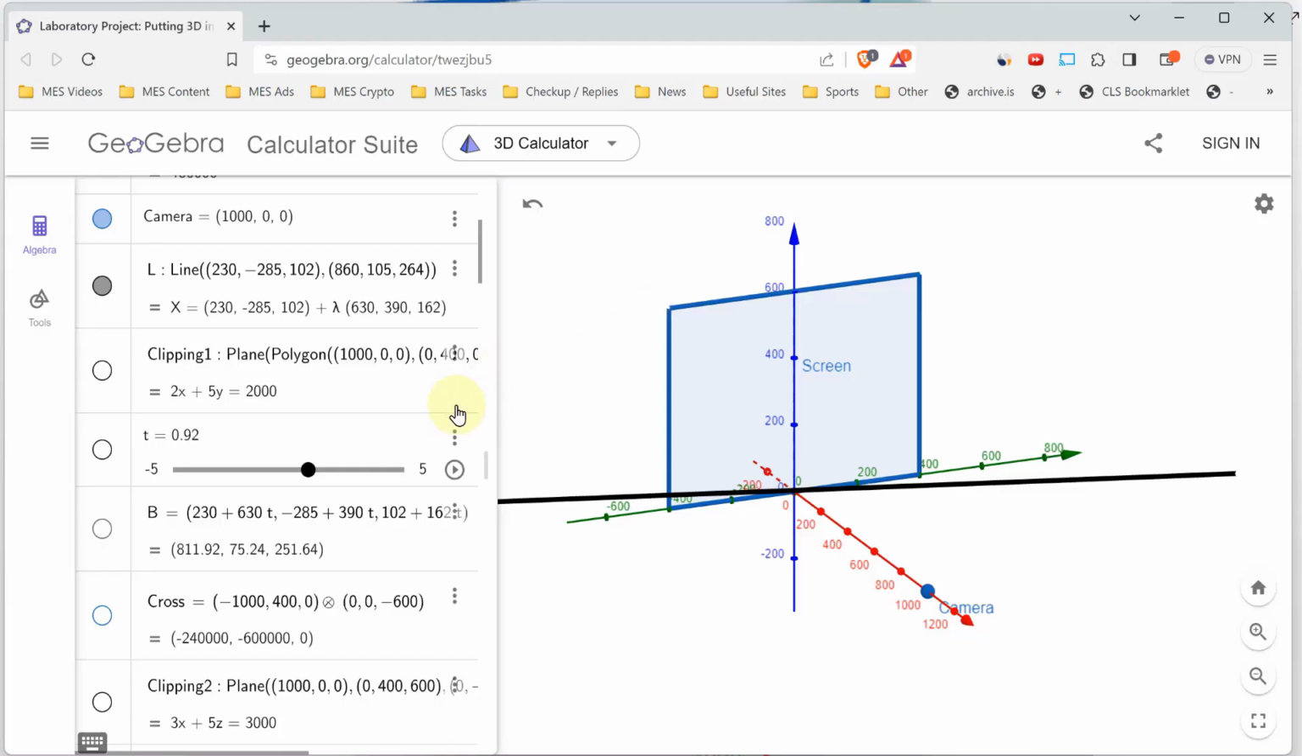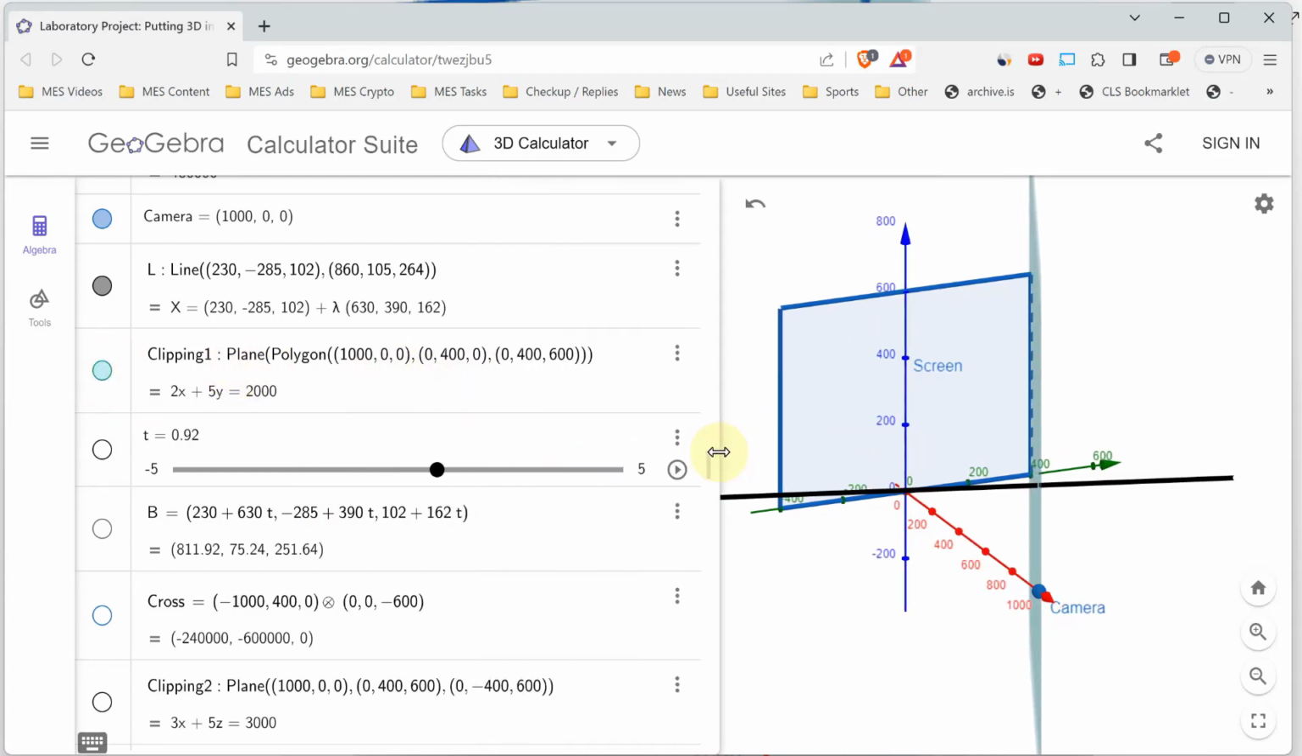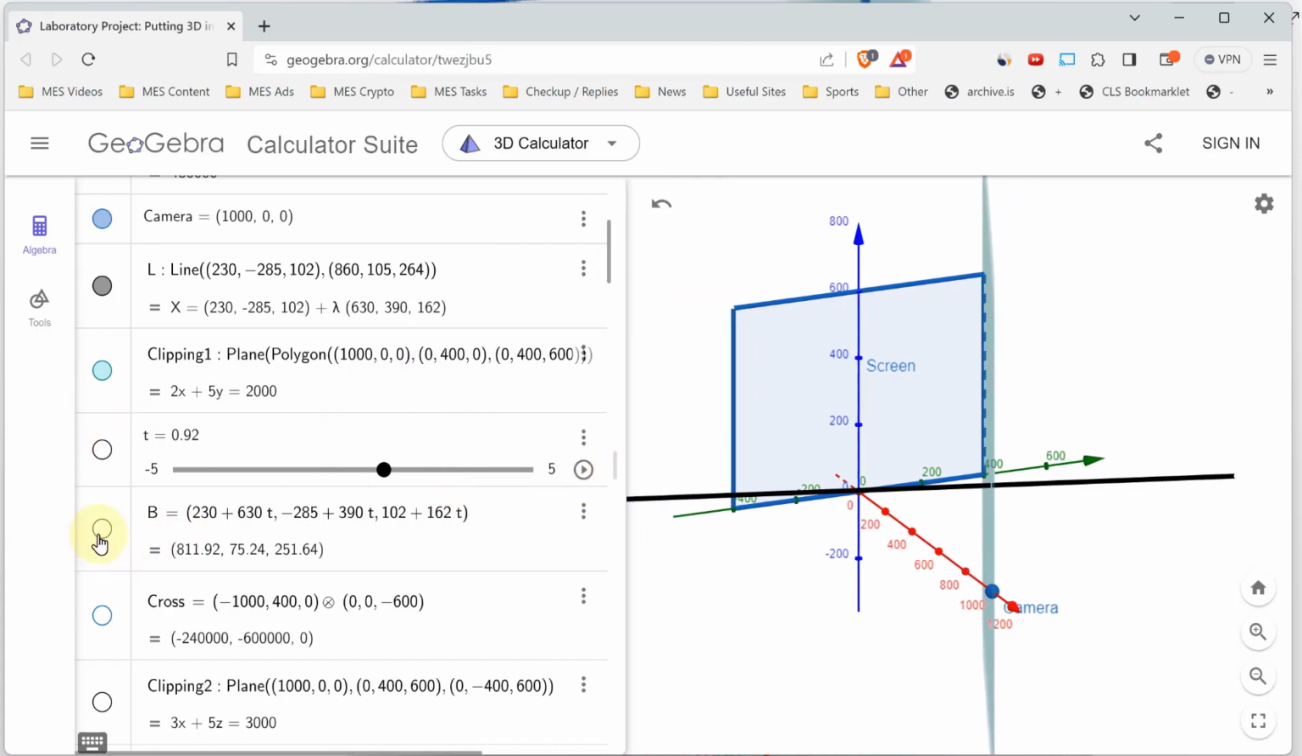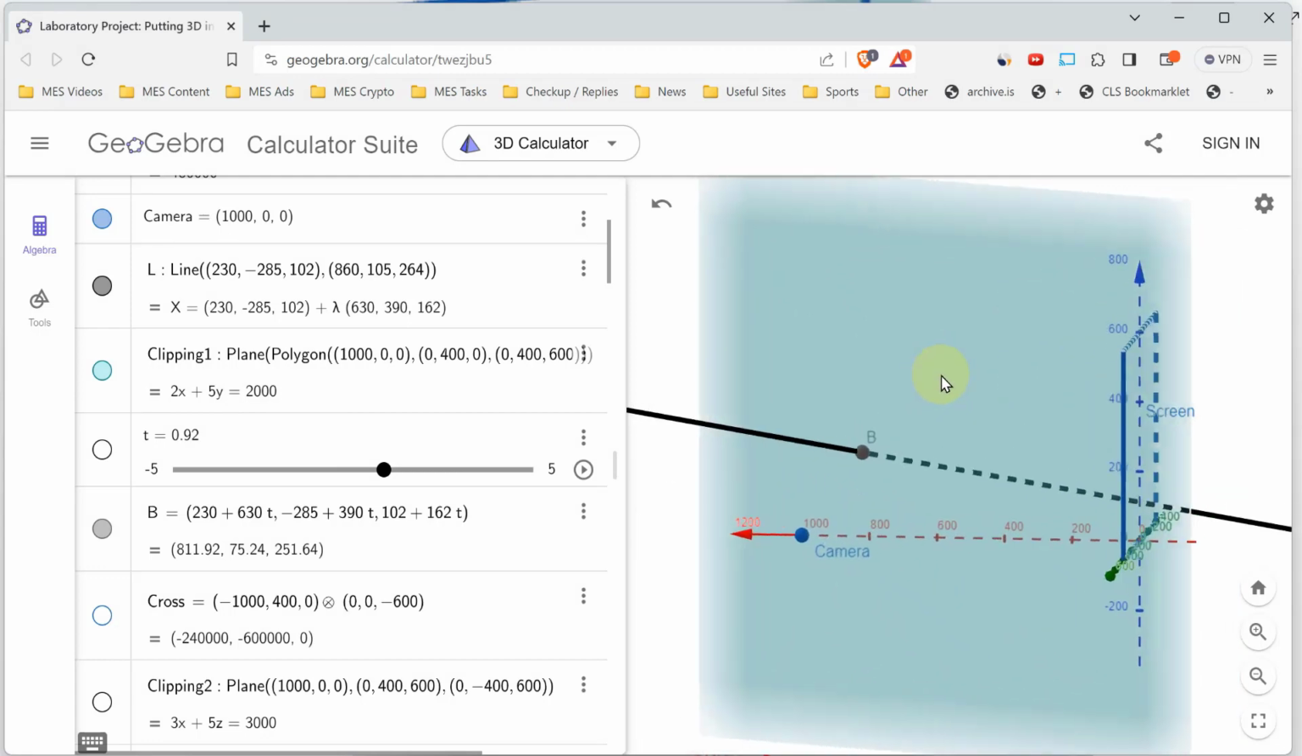And here, let's go to the GeoGebra calculator. So let's see what we had, the clipping plane 1. So there's the plane, and there's the 3 points, and then there's the equation, and there's the point B, and there's the parameter t is 0.92. So you can just plug that in as well. And there it is. So it goes like that.